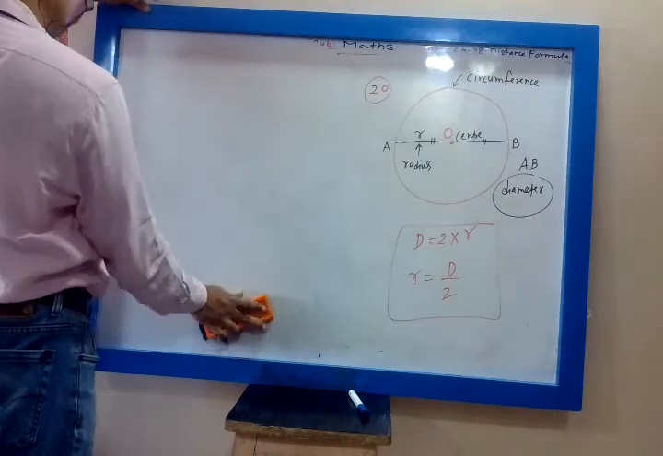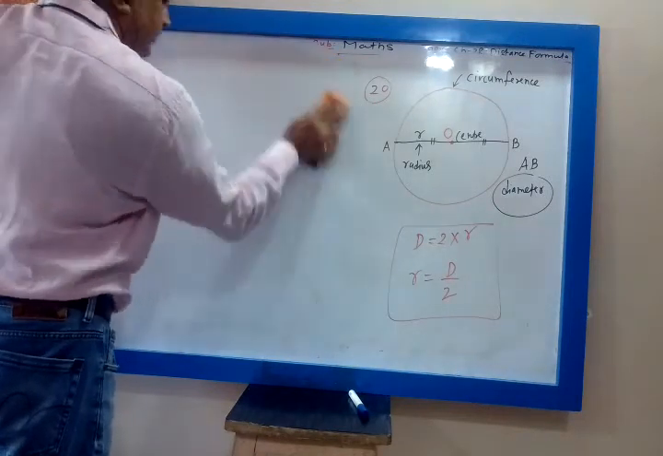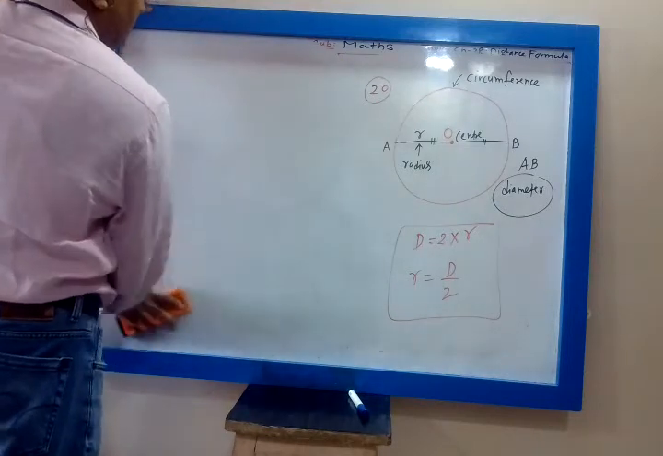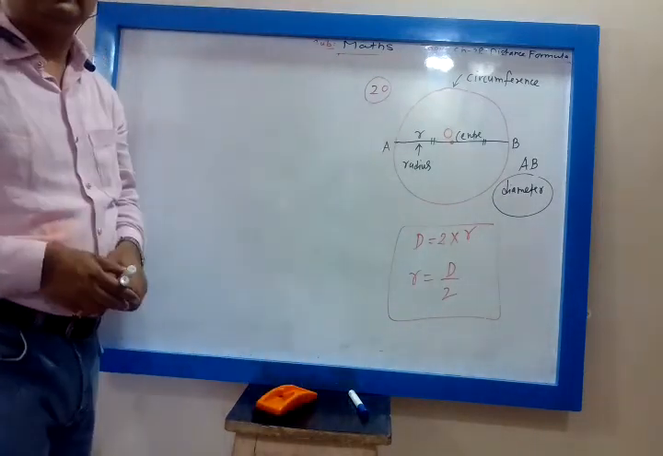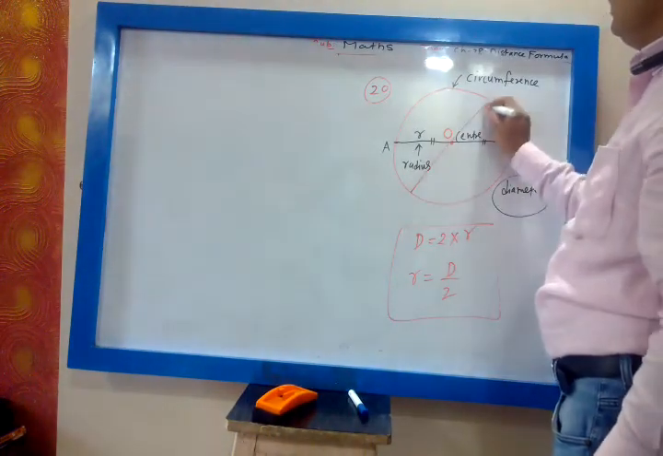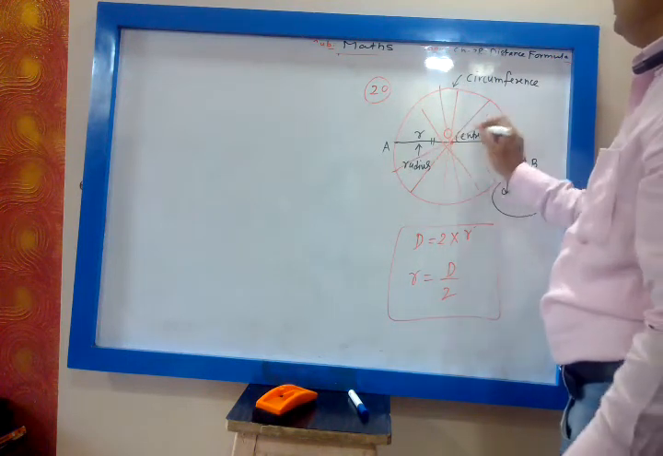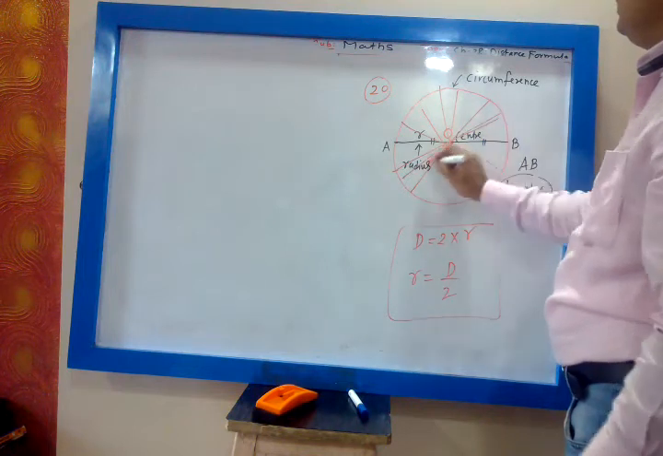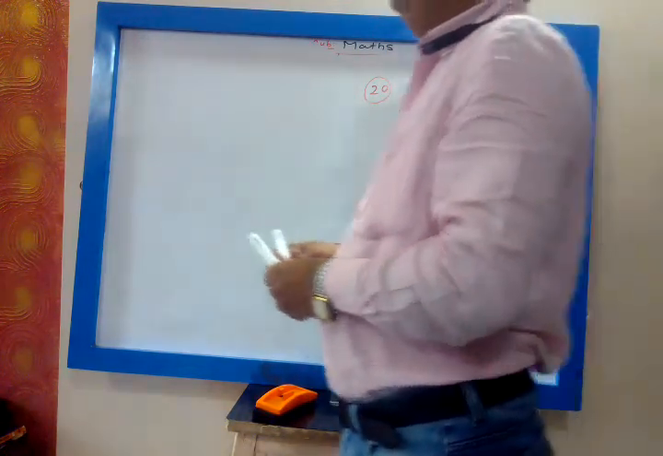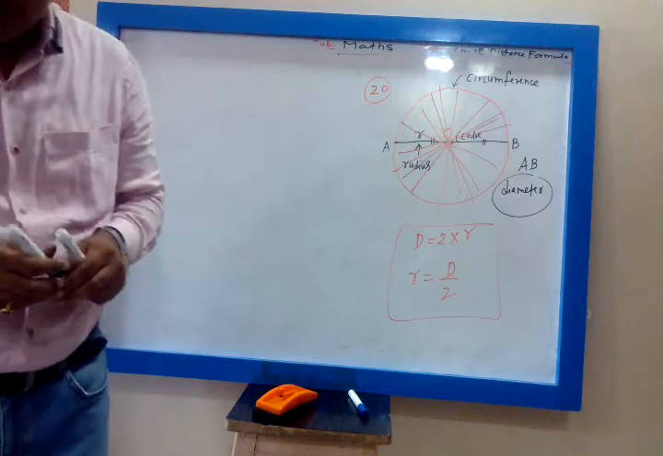Can anybody tell me how many diameters there will be for the given circle? How many diameters can you draw for a given circle? How one, my dear? Infinite number of diameters. This is my diameter, this is my diameter, and this is my diameter. So an infinite number of diameters can be drawn in the given circle. Is it clear? Not one.